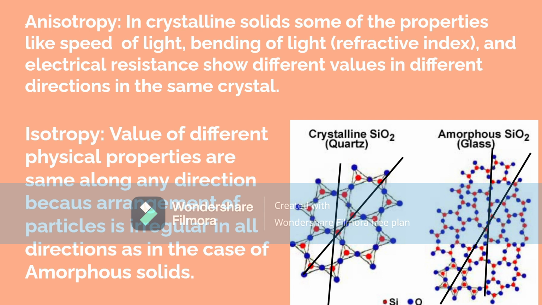Why are they the same? Because in any direction, in the case of amorphous solids, there is an irregular pattern of arrangement of particles. So you can take any direction, there is always an irregular pattern. Whether you go in the x direction, or the y direction, or the z direction, there is always an irregular pattern. Because of this irregularity, in any direction you go, the properties will have the same value, as in the case of amorphous solids.